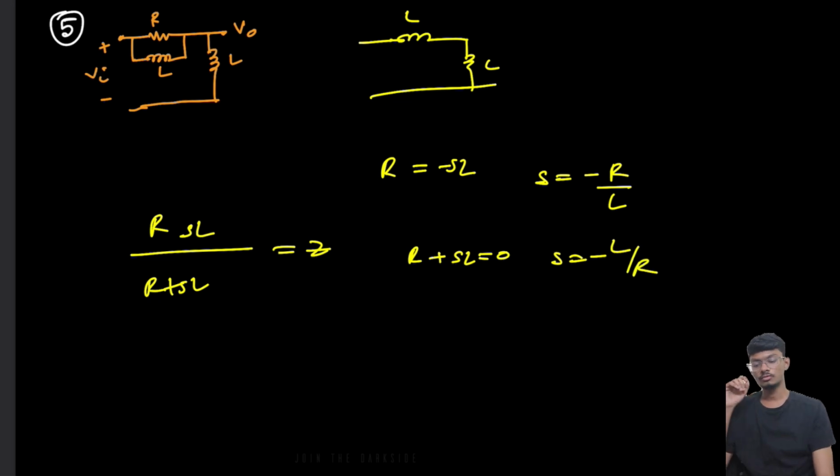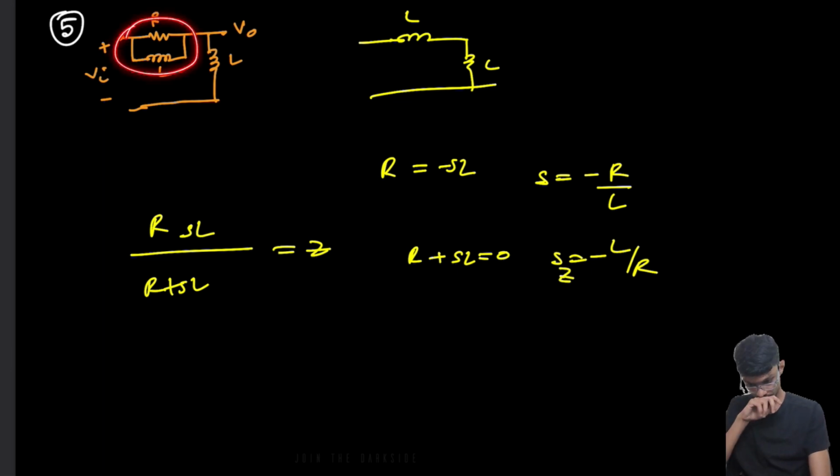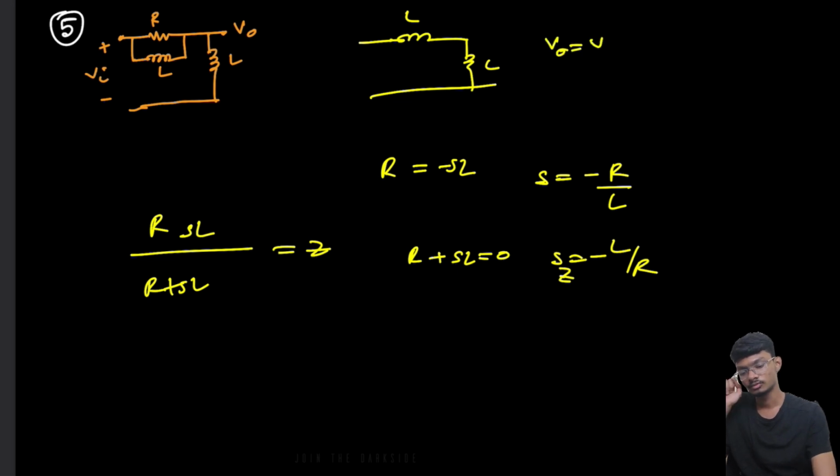Okay, so now at s equal to minus L by R we have a 0, right? Why? As this is infinity, but this is not infinity, this is some finite value. So we will get a 0 at s equals to minus L by R. Now as we skipped this part for the DC gain calculation, again the DC gain will be similar only. Basically VO will be equal to VI by 2, as I mentioned in the previous circuit.